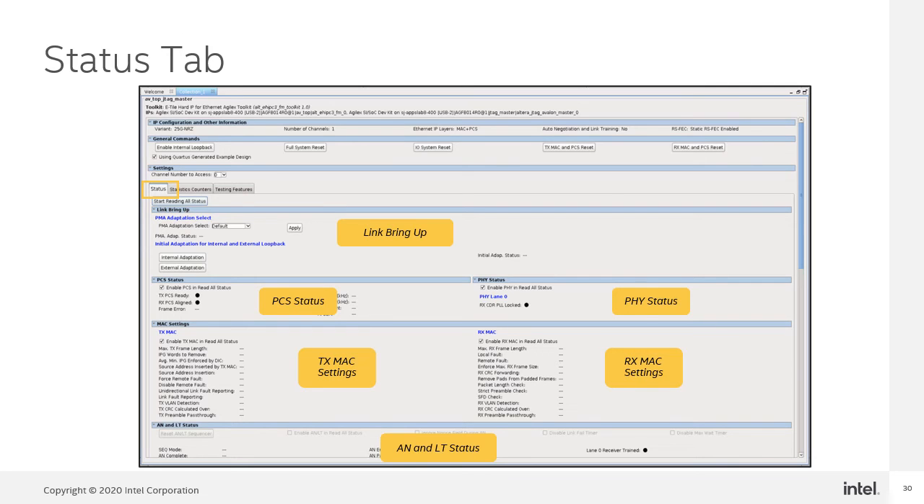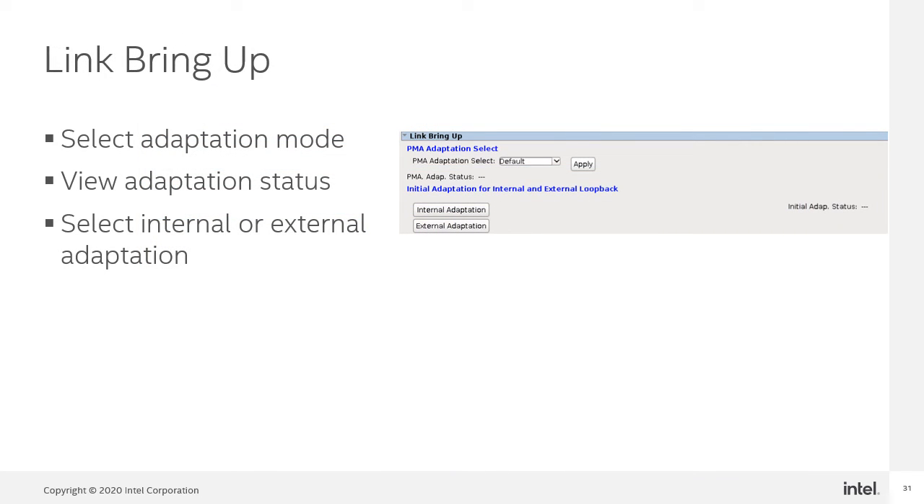In the link bringup section, you will find options that you can use during link bringup to tune the analog settings of the buffer to improve signal integrity. Using the PMA Adaptation Select drop-down menu, you can choose between pre-configured analog buffer settings based on data rate and channel properties, for example, short reach versus long reach. You can choose internal adaptation if you're running in a serial loopback mode, or external adaptation if you're running a link connected to an external link partner. Here you can also verify the current status of the channel's adaptation logic.